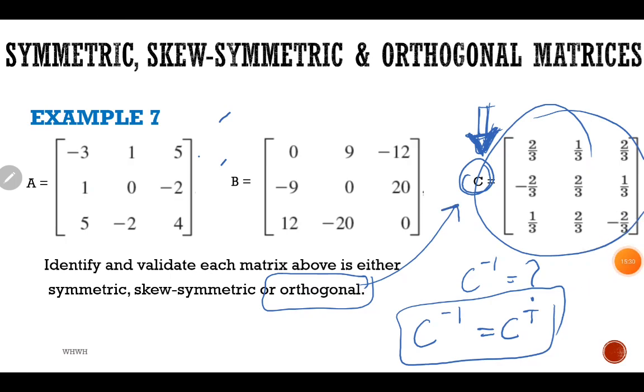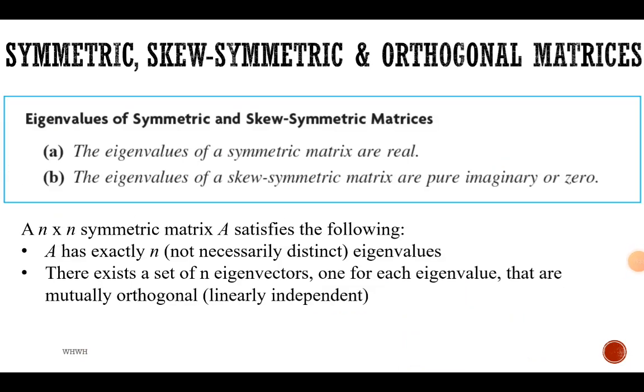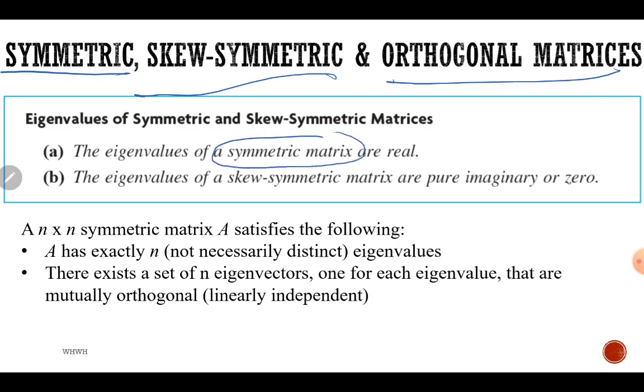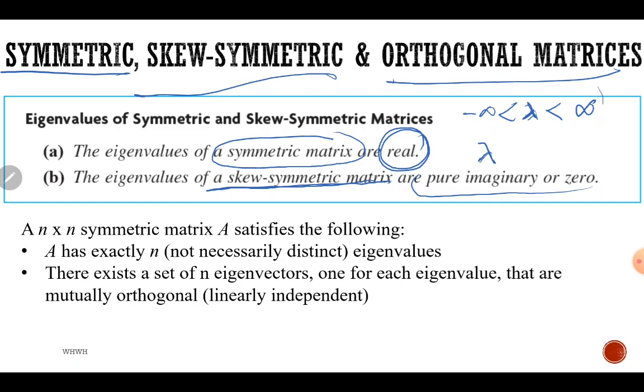Alright, so then why do we need to know symmetric, skew symmetric and orthogonal matrix? Because the eigenvalue for a symmetric matrix will be a real number. Real number maknanya any number from negative infinity. Kita punya lambda tu adalah from negative infinity to infinity. Kalau dia adalah skew symmetric matrix, then dia punya lambda bukan real number. It's imaginary or zero. So sama ada kosong atau imaginary number.